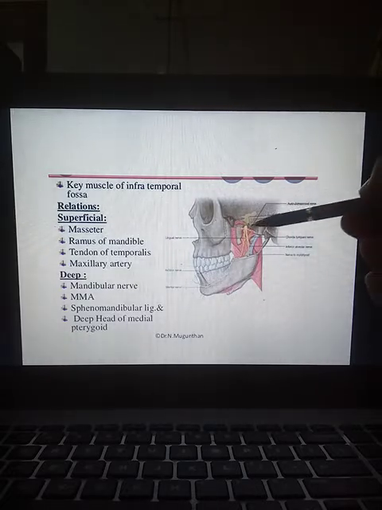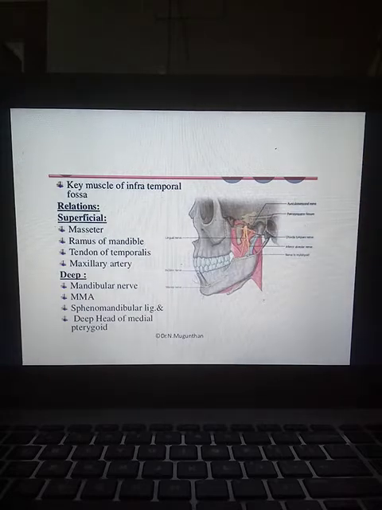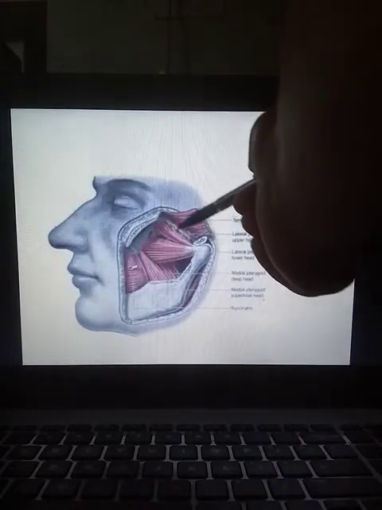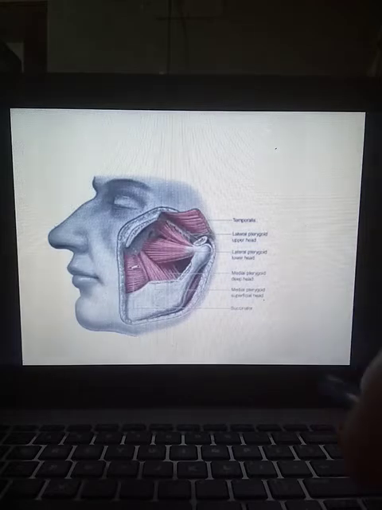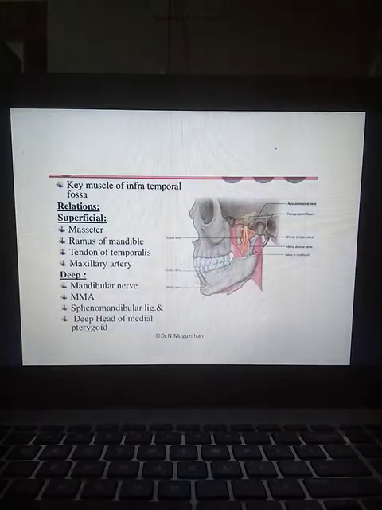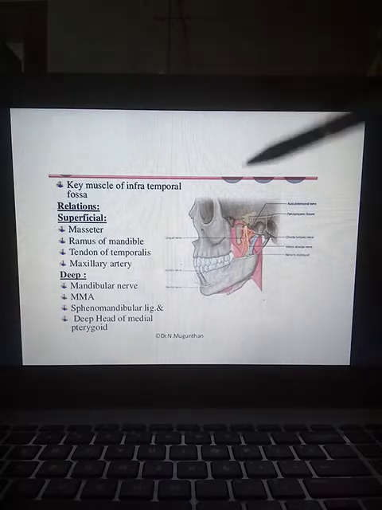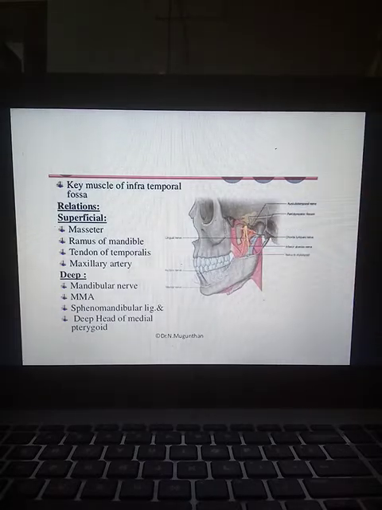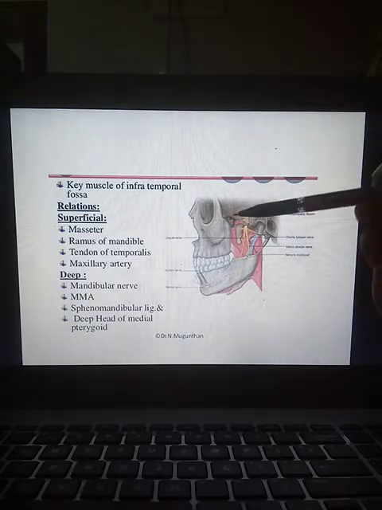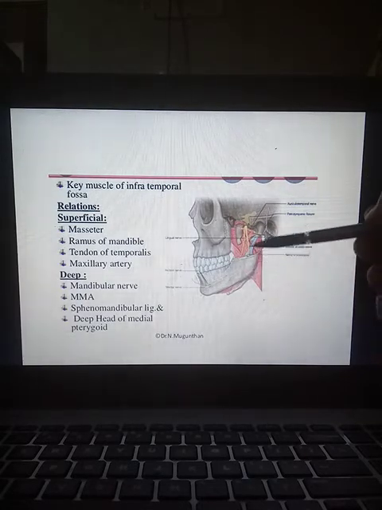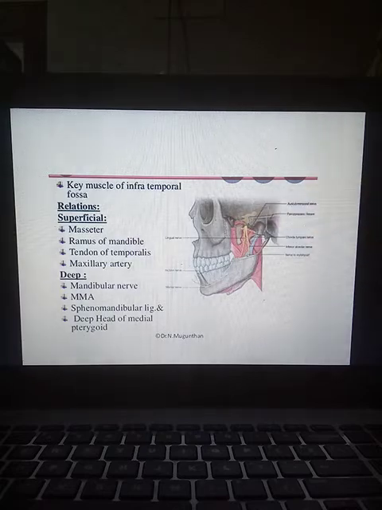ये जो आपका lateral pterygoid muscle है ना, ये key muscle है infratemporal fossa का. So what will be the relations here? इसको ऊपर से भी relations होंगी और deep भी. Superficially यहाँ पे इसके ऊपर क्या होगा, मैसेटर होगा. यहाँ पे एक quadrilateral मसल था, मैसेटर.